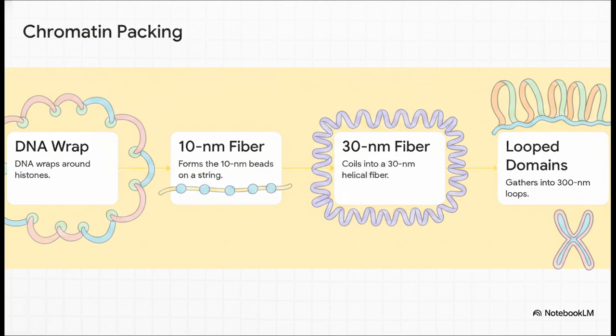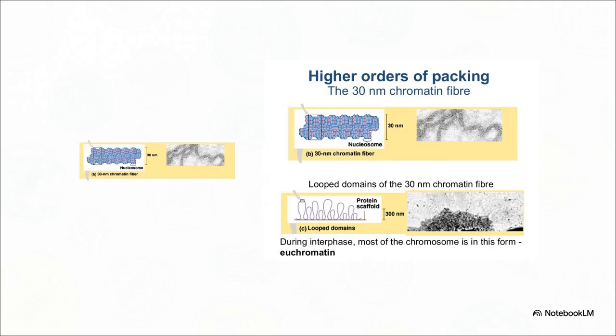But it doesn't stop there. That telephone cord gathers and loops back onto itself along a protein scaffold, creating massive 300-nanometer looped domains. Eventually, this forms the highly condensed chromosomes you see right before a cell divides. When we look at actual electron micrographs, we can witness this exact progression happening. First, there's that incredibly tight 30-nanometer helical fiber, and then you see how that fiber erupts into massive looping domains. This right here is the predominant form the DNA takes inside the nucleus during interphase, the cell's normal resting state.